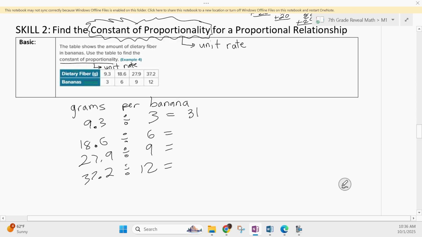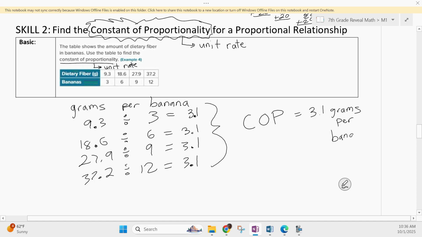Okay, so that's 3.1 when we divide there. And again, 3.1. Seems pretty constant, if you ask me. Maybe that's our constant of proportionality. Since they're all the same, we call it, just for shorthand, mathematicians always trying to write less, constant of proportionality equals 3.1 grams per banana. All right, so we have our answer.